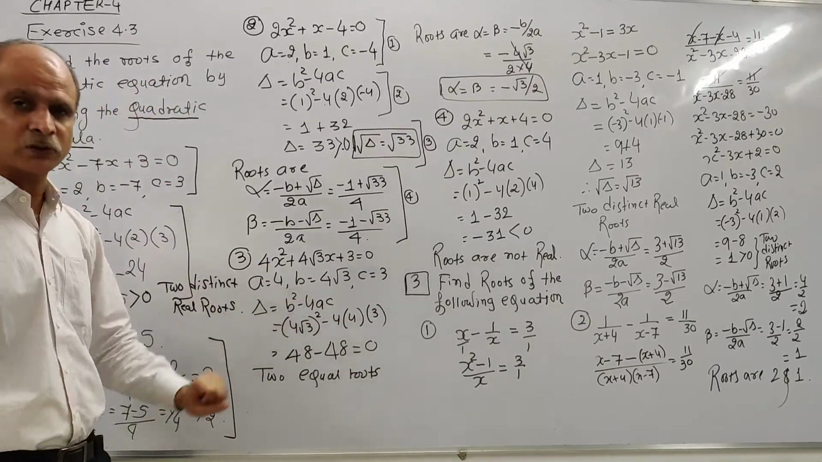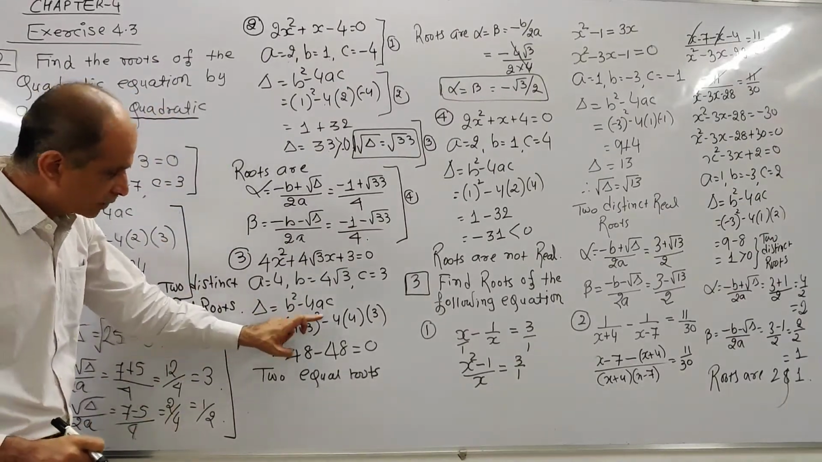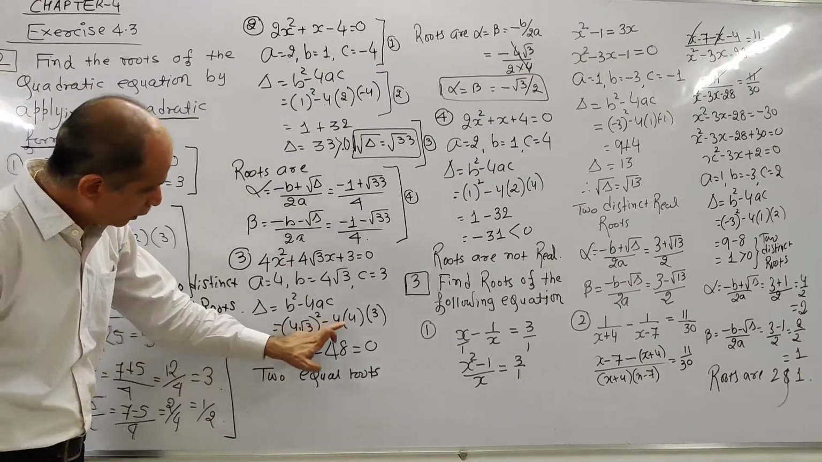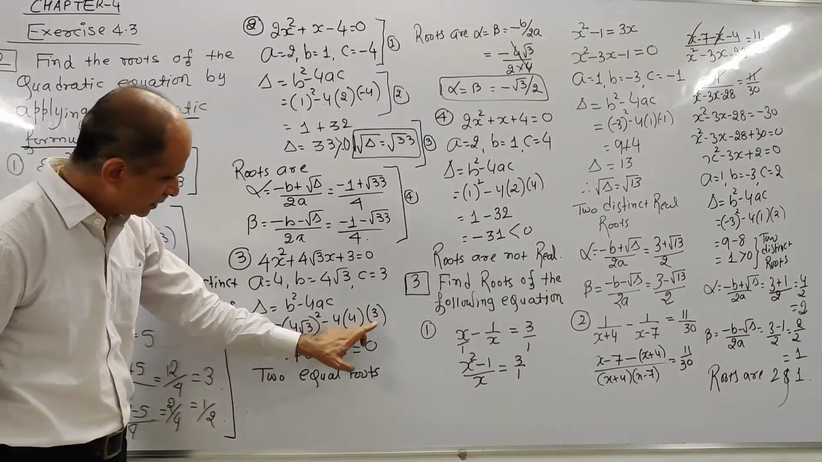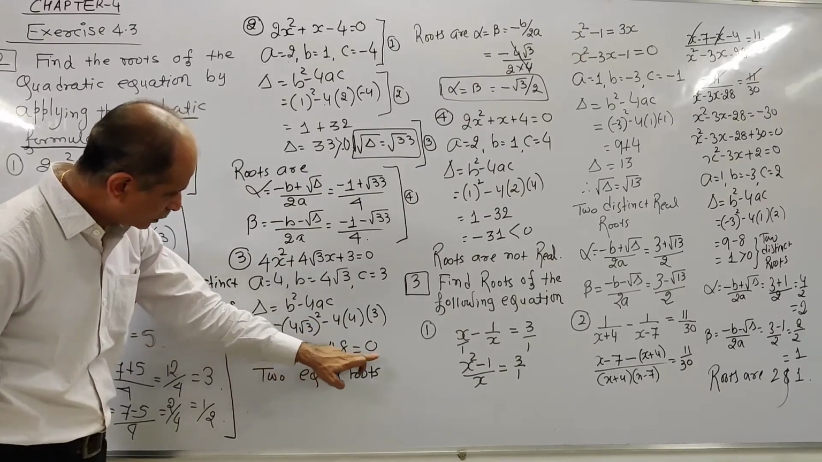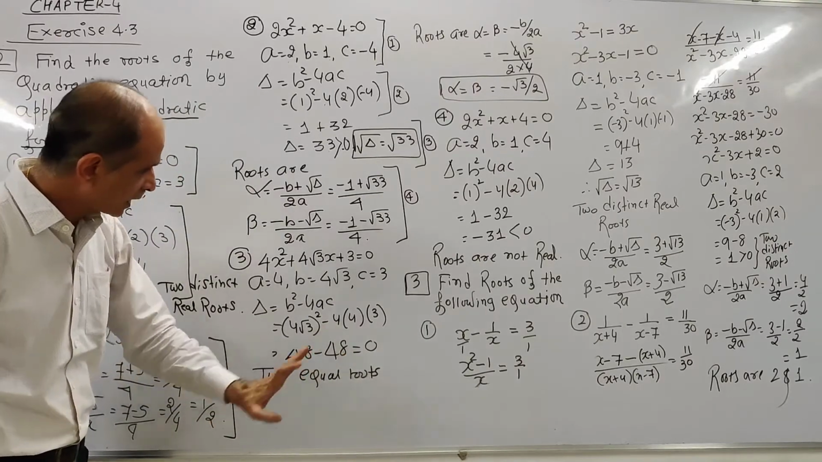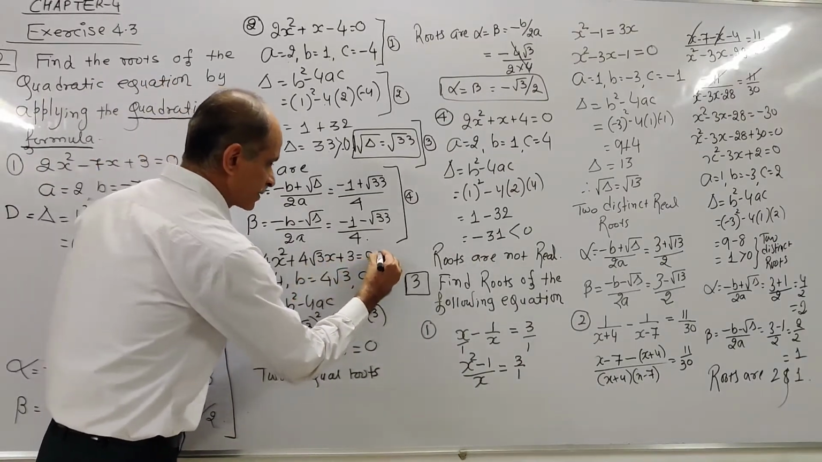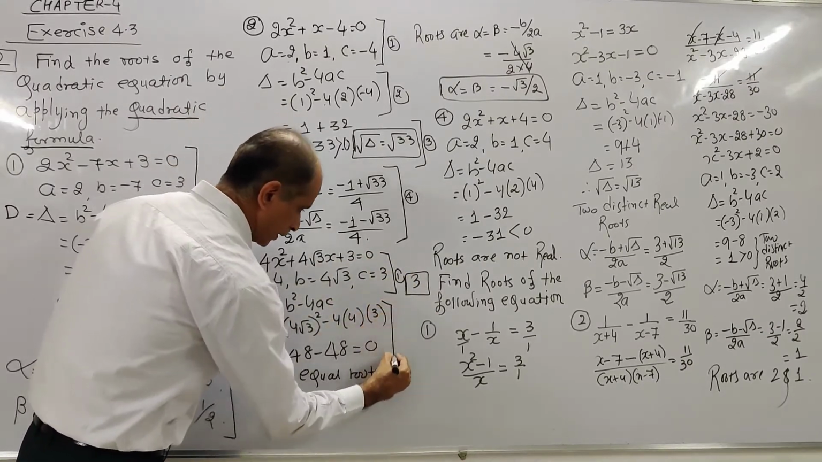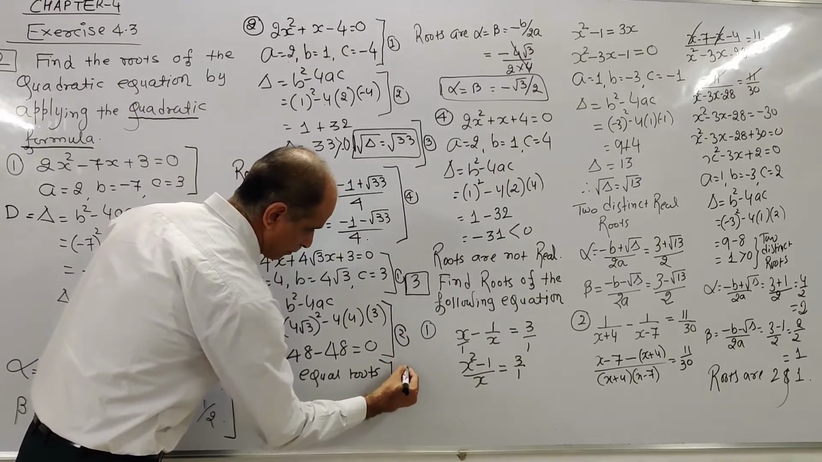So 4 root 3 square. 4 square means 16. Under root 3 square means 3. So 16 times 3 is 48. 4 fours are 16, 16 threes are 48, and minus sign. So 48 minus 48 is equal to 0. So 2 equal roots are there. So this is your step number 1. The value of delta is step number 2. The type of root, that is step number 3.